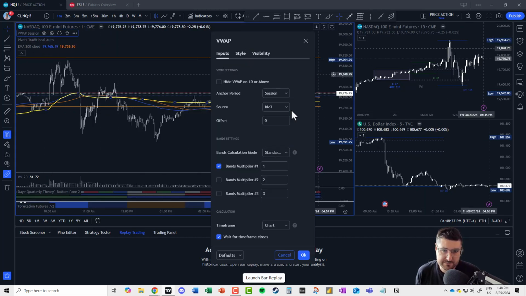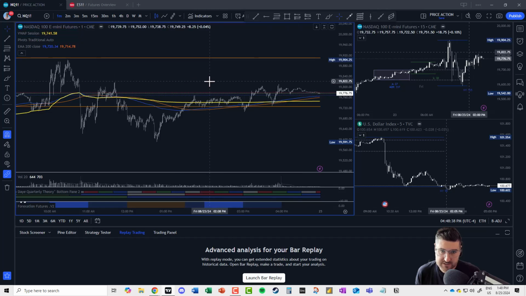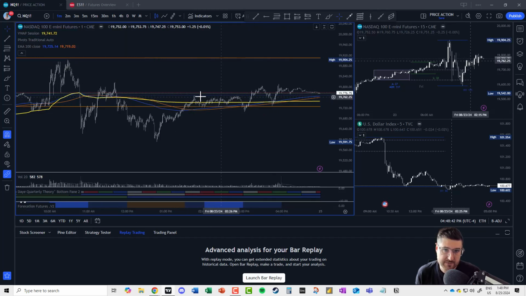So VWAP standard, just have the one, I don't even have the multiplier on. I think I turned it off. Yeah, I turned it off. So I just have the VWAP. Standard settings, just changed it, made it a little thicker so I know that is the VWAP line. And for this, I'm looking above buys, below sell setups.